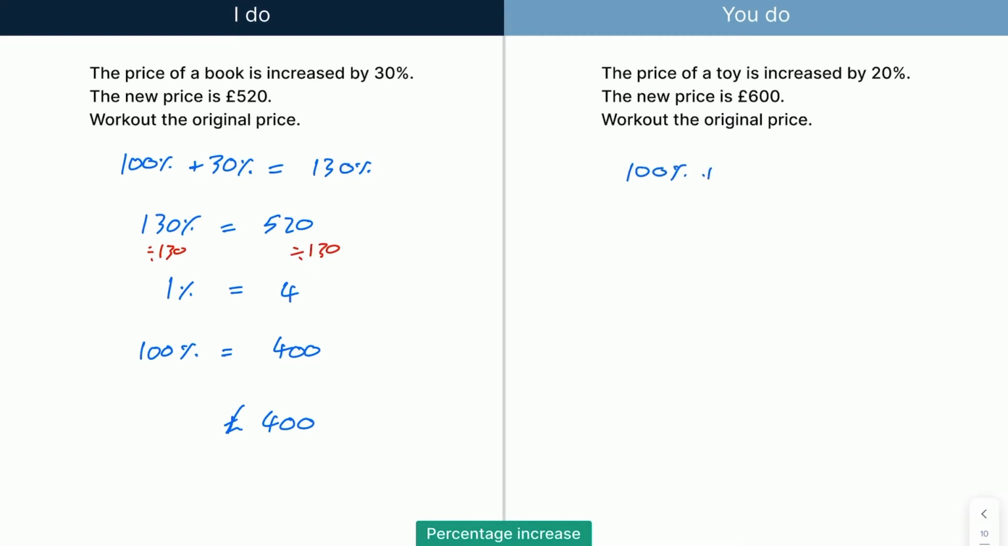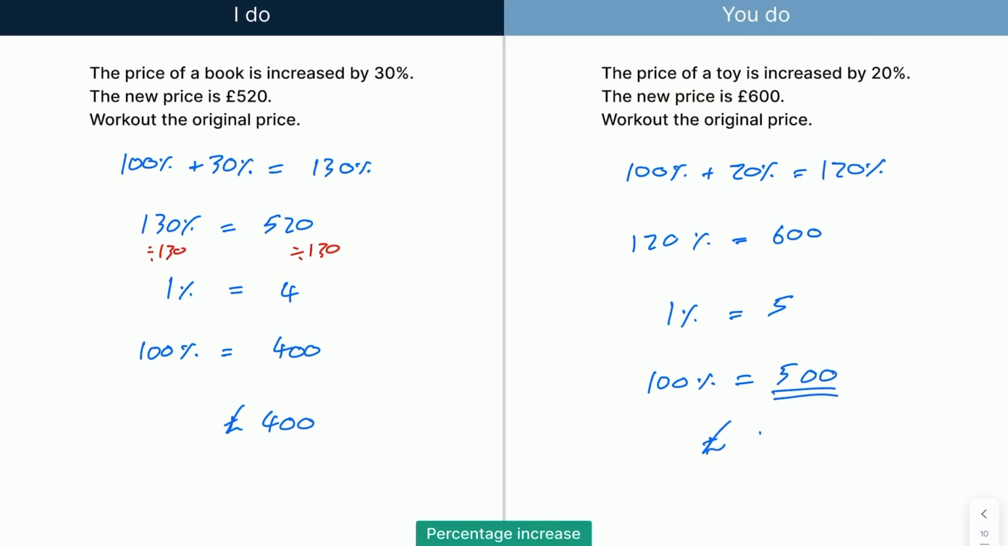Original price is always out of 100. 20% has been added on. So the question is telling us that 120% is equal to 600. We want to find 1% and then find 100%. So you just do 600 divided by 120, and you get 5, and then times that by 100. That gives you 500. So the final answer is £500 is the original price.